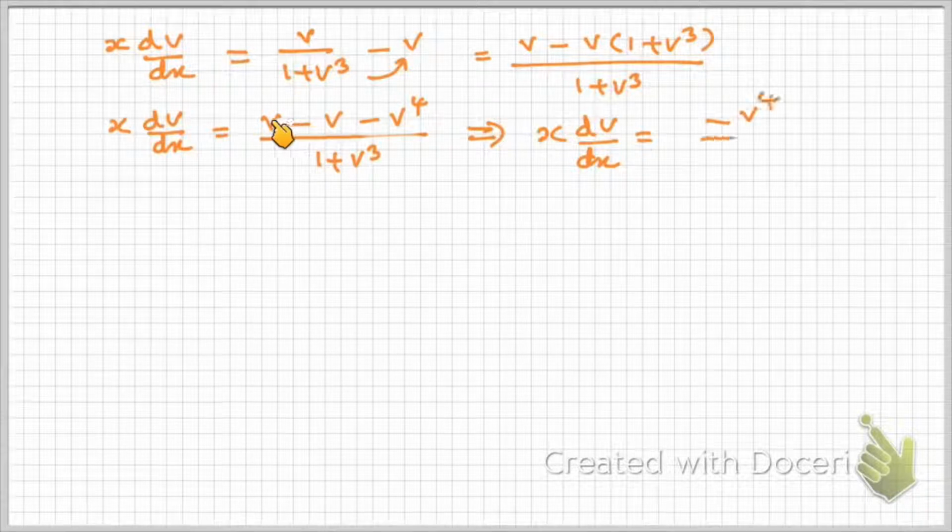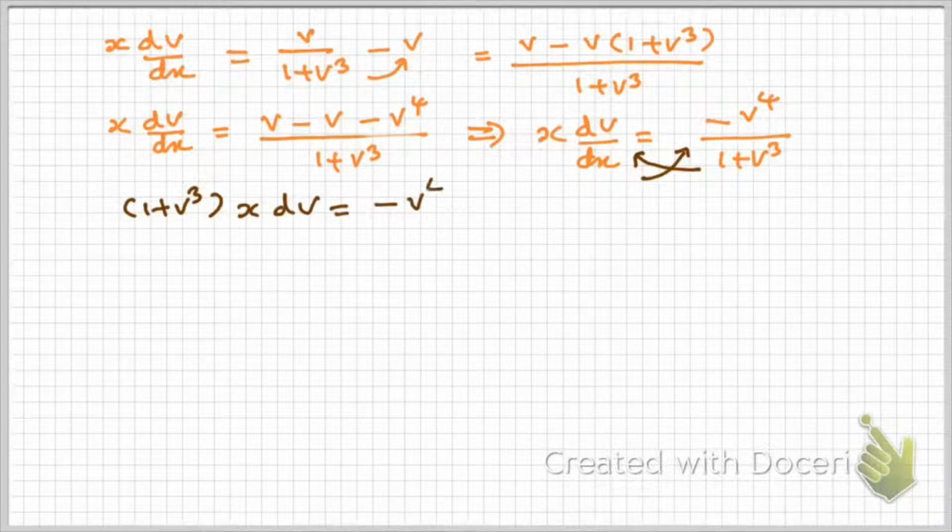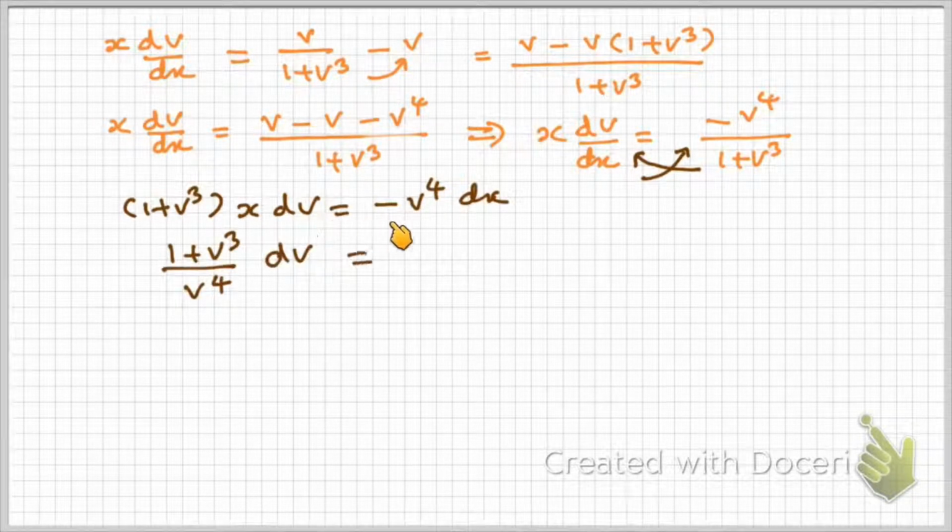So this is what you get, v minus v raised to 4 by 1 plus v cubed, plus v and minus v cancels, we get only minus v raised to 4 by 1 plus v cubed. And at this stage I cross multiply both ways. This 1 plus v cubed will come to the left side, dx will go to the other side. So that's going to make it look like 1 plus v cubed x dv is equal to minus v raised to 4 dx. I separate the variables now completely, get this v raised to 4 to the left side, so it becomes division dv. This x goes to the other side, makes it minus 1 by x dx.